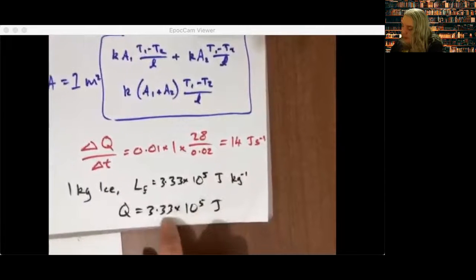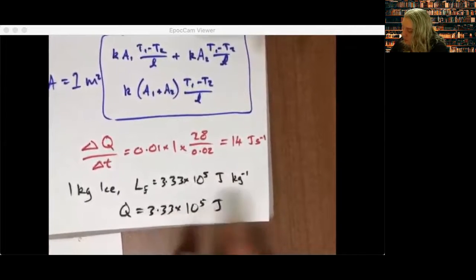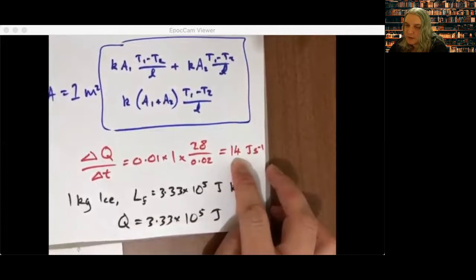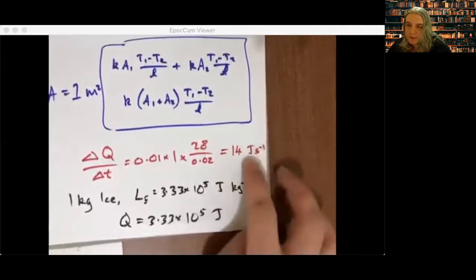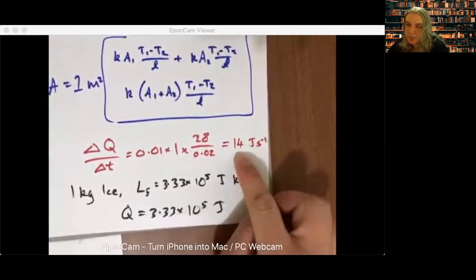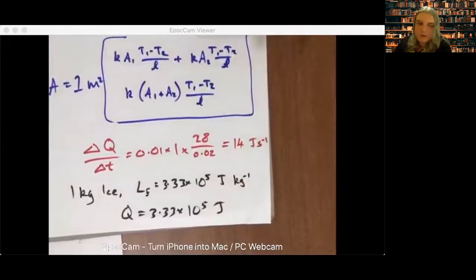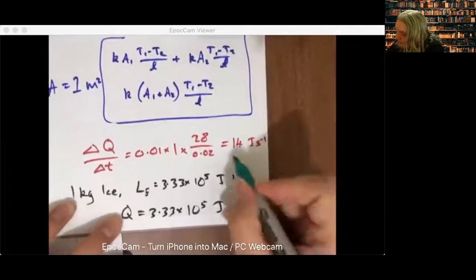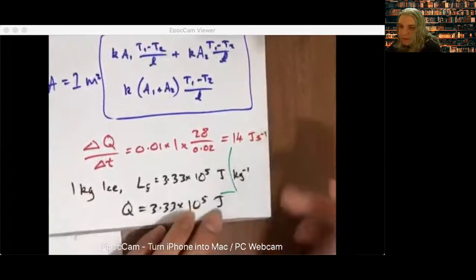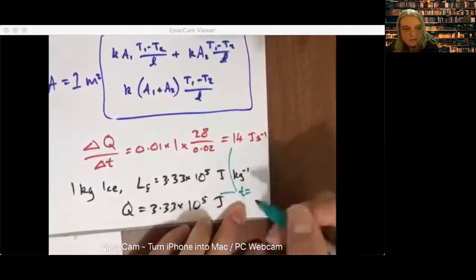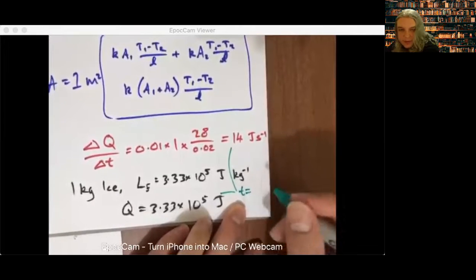So we need to provide 3.33 times 10 to the 5 joules, but we're doing it at a rate of 14 joules per second. So we can just divide them, right? If we take this many joules total, divide it by how many joules we get per second, that'll tell us how many seconds it takes to obtain that much energy. So if we divide them, I'm just going to squeeze it in the bottom of this bit of paper here. That gives us a time of 24,000 seconds.